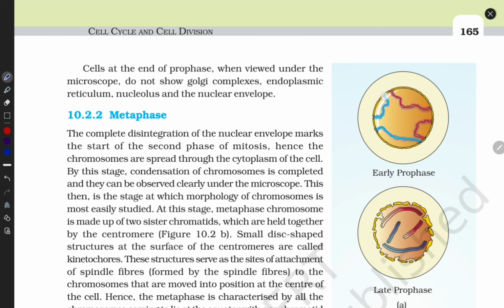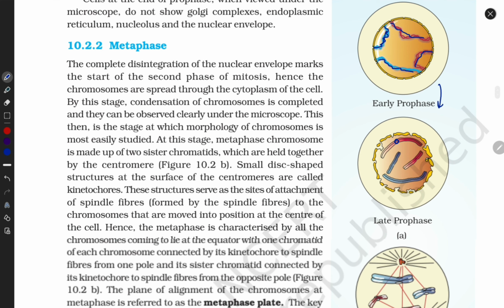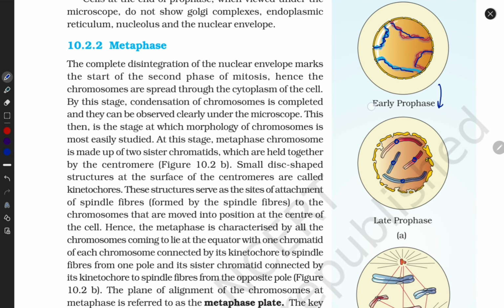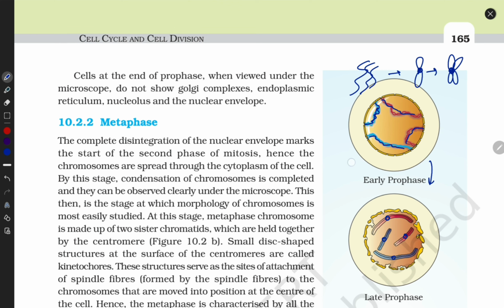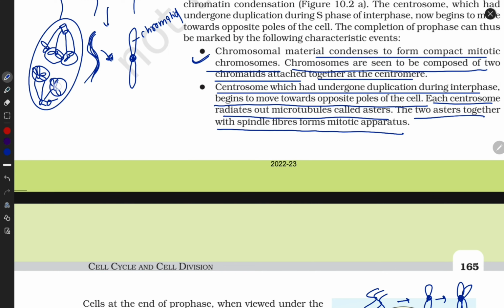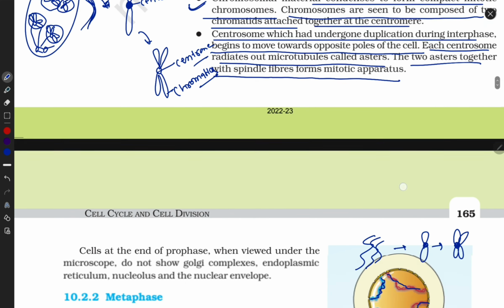Now these chromatin are thread-like in structure. Now they compact and make a chromosome. This is the thread-like structure, then they condense, then they condense more. This is the centromere. Now understand better. This is also a chromosome. This is the centromere, and these are the chromatids. This is the sister.